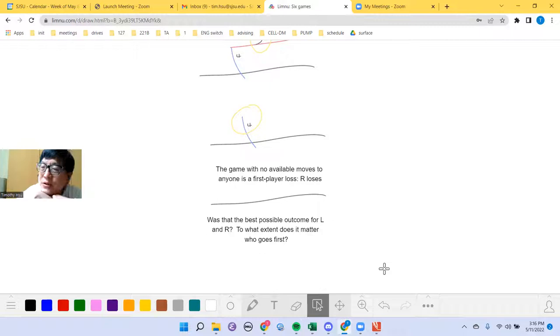Keith asks, so does it mean you can't make a structure where it matters who goes first? The funny thing is, in Blue-Red Hackenbush, you cannot make a structure where it matters who goes first. There's something kind of unusual about the blue-redness of it. We might even have time to discuss that a little bit. So yeah, excellent question, Keith. Any other questions?